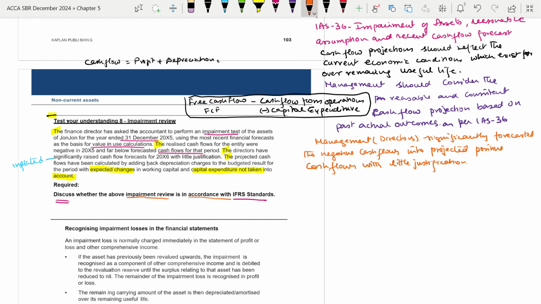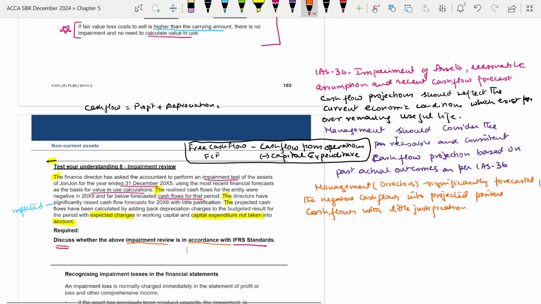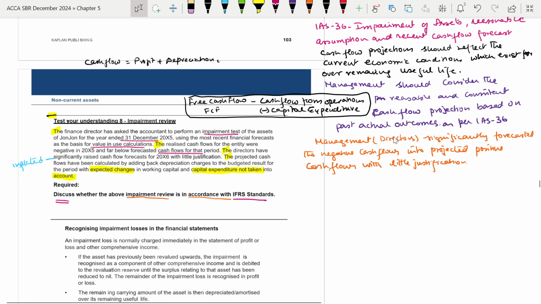Okay, see what we have done. We have divided this. This is the structure of the answer which we have to maintain. First, impairment of assets, assumptions about how they should be made. Current economic conditions, management should consider reasonable cash flow projections based on past outcomes. Then what management has done wrong. We can write more, but even for 4 marks, you have to write minimum 4 points. We can write more as per our requirements.